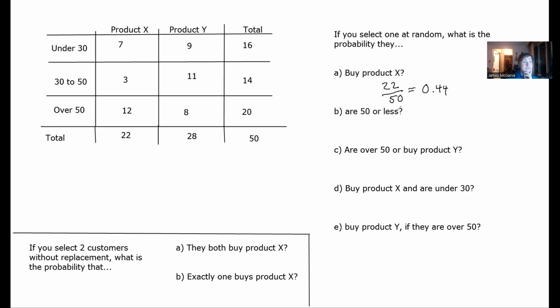What is the probability they are 50 or less? Okay, so here's the over 50. 50 or less, that's the 30 to 50 group and the under 30 group put together. Right? So for this one, we need to look at these 16 people and these 14 people put together. Right? So that's going to be 14 plus 16 out of 50. Right? So 30 out of 50. Or 0.6.